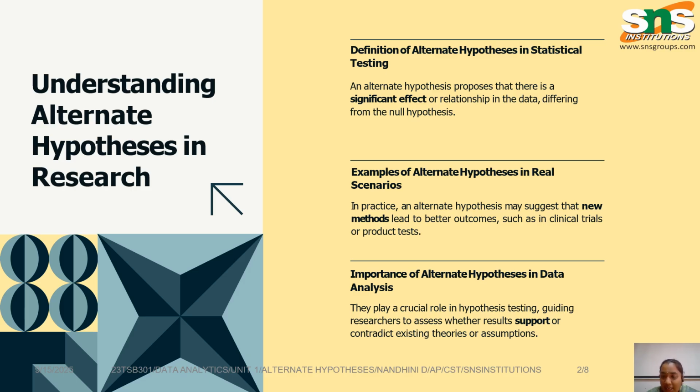Next, how do we understand this alternative hypothesis? To understand it easily, in hypothesis testing you should compare two claims. The first one is the null hypothesis. The second one is the alternative hypothesis. If there is no effect or no difference, then it is the null hypothesis. If there is some effect or some difference, it is known as the alternative hypothesis. For example, if your data provide enough evidence, you reject H naught and accept H1.